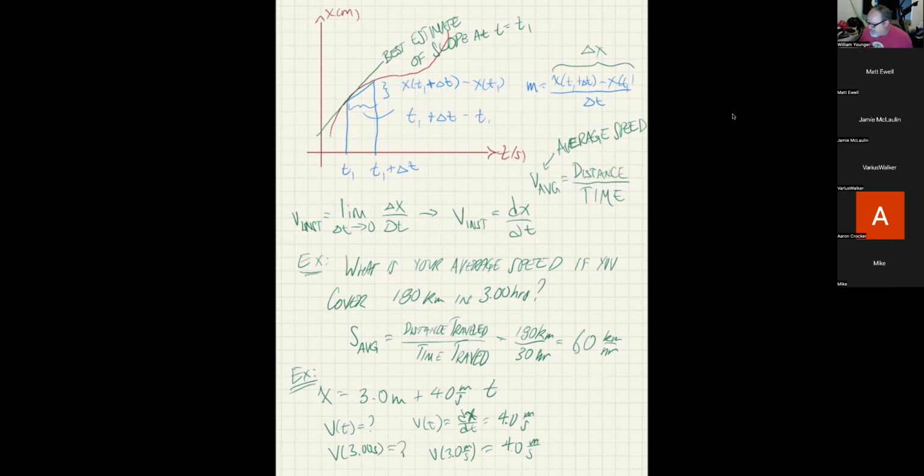Yeah, go ahead. Where do you get 3 seconds from? I see 3 meters, but where do you get the 3 seconds? I just made it up. It's part of the question. I just made it up down here. Okay. Yeah, I was just pulling out numbers just to give you an example.